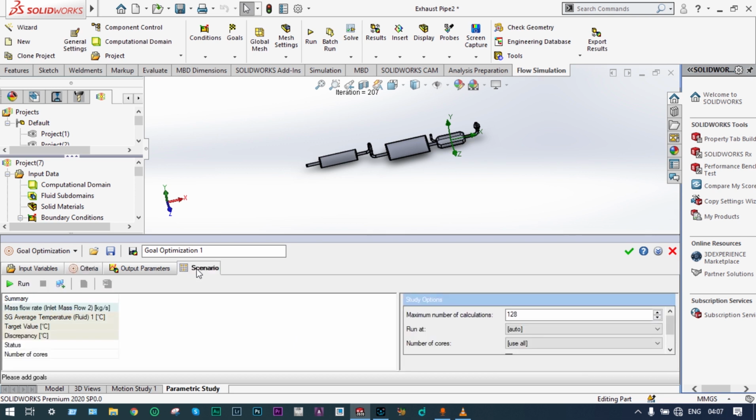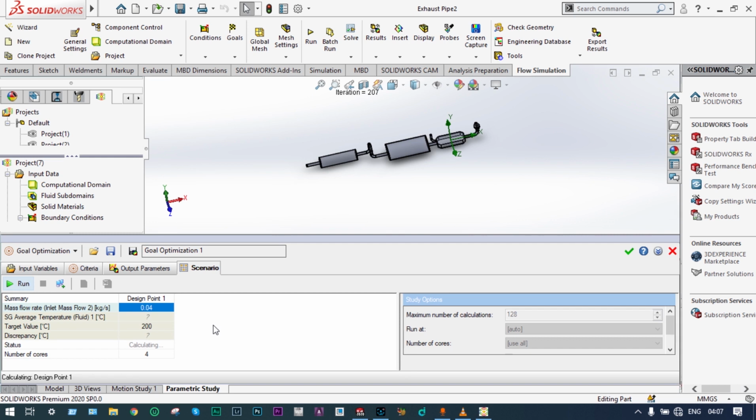Let's see the scenarios. We have a maximum of 128 calculations. Let's run it. So from this final optimization, we want to have the temperature of exit gas to be 200 degrees centigrade, and for that we have specified a range of air from 0.035 to 0.04 kg per second. The iterations have already started. The first iteration has started with the maximum value of mass flow rate. First of all, with the maximum mass flow rate, it will try to find out the temperature at the exit location. Next, it will try with the minimum one. In this way, it will try to minimize the gap and find the optimum result.